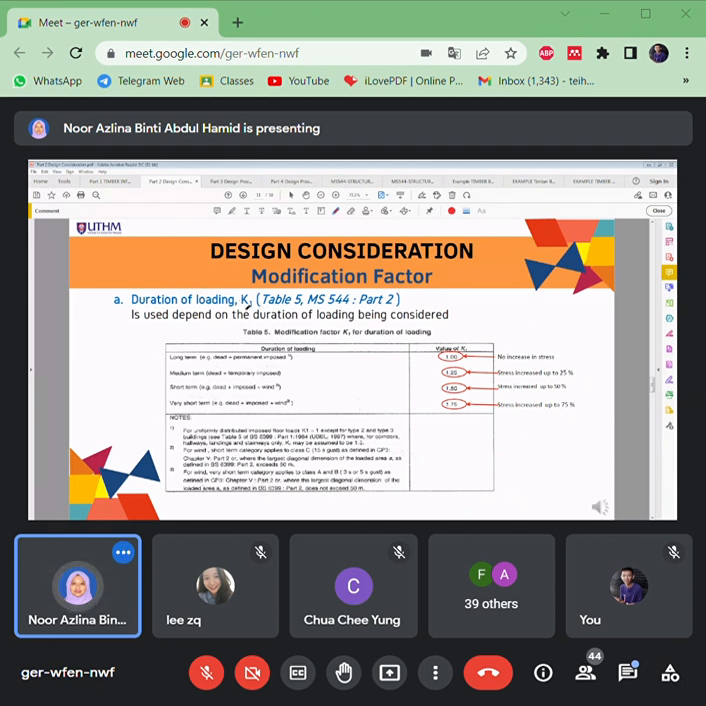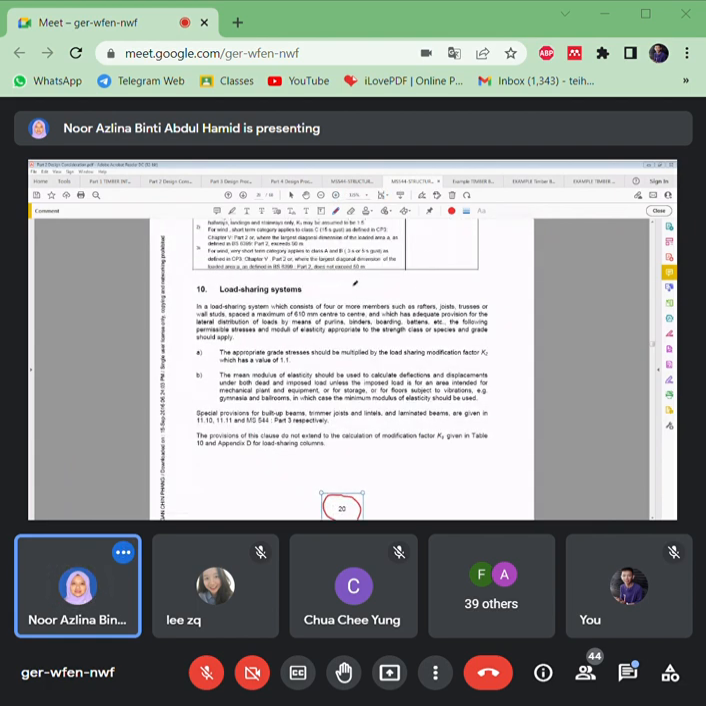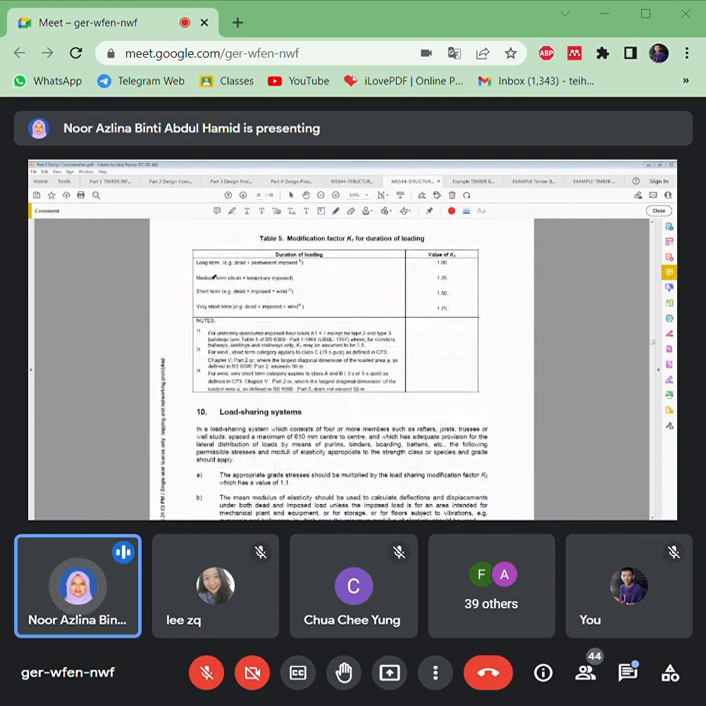Okay. For K1, which is the modification for durations of loading, we have to refer to table 5. If I show you in the national standard, it is on page 20 here, for table 5. In this table, if I make it bigger, you can see different durations of loading: long term, medium term, short term or very short term. So that means for long term, K1 is equal to 1. That's it. For medium term, K1 is equal to 1.25 and so on.